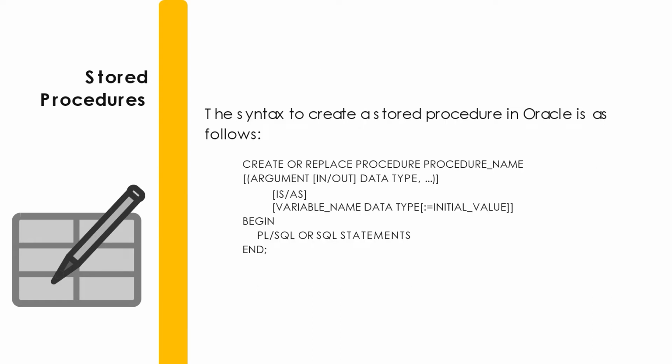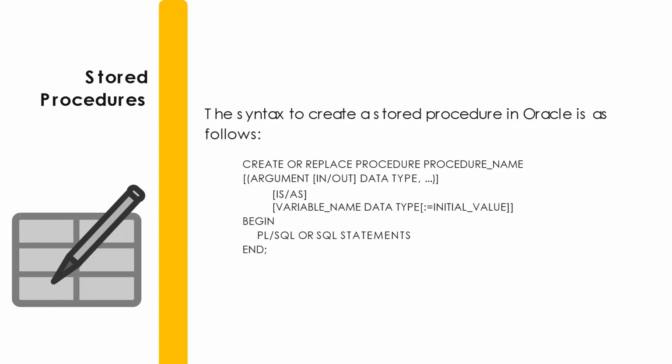The syntax to create a stored procedure in Oracle is as follows. We start with the keyword CREATE OR REPLACE PROCEDURE, followed by the name of our stored procedure, and then our argument, which specifies the parameters that are passed to the stored procedure. Take note that a stored procedure could have 0 or more arguments or parameters.